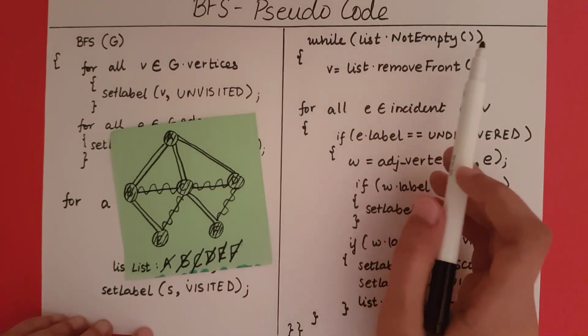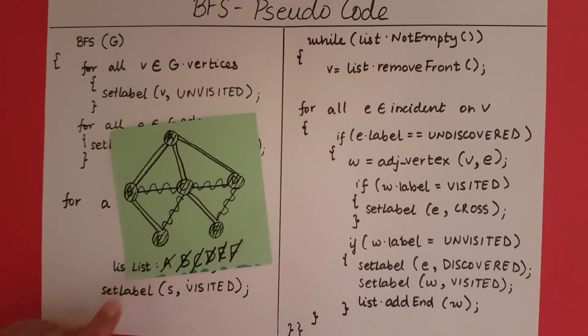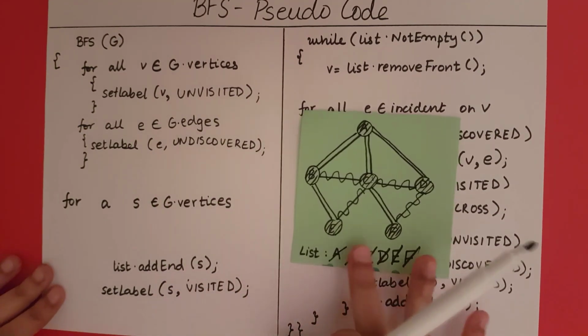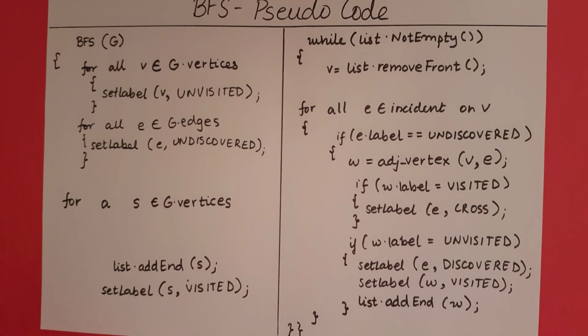Now, while list is not empty. However, in this case, the list has become empty. So now my while loop ends. And with that, as you can see, we have visited all the vertexes and no edge is undiscovered. So this is how this BFS pseudocode works.